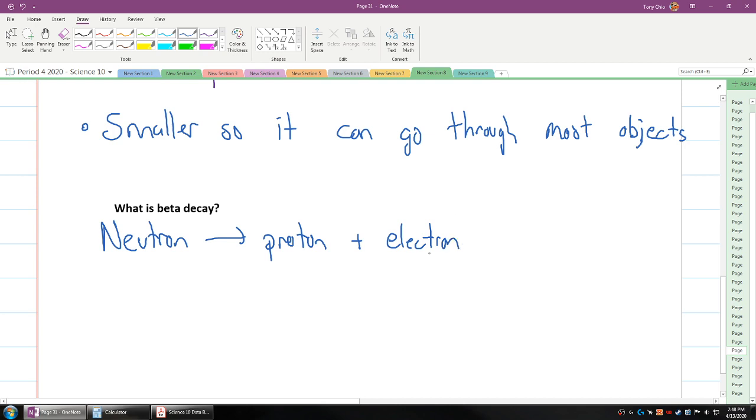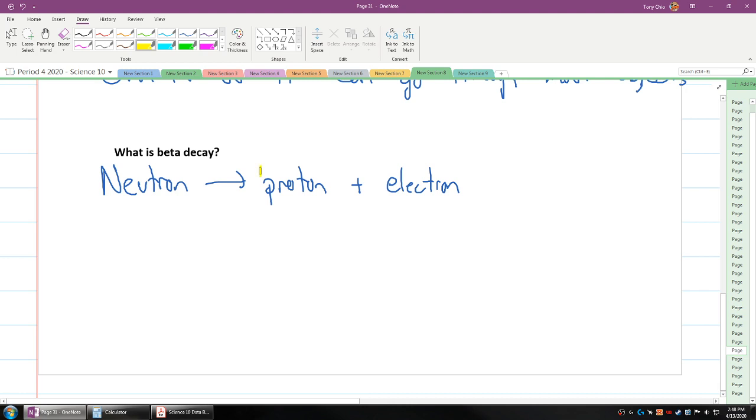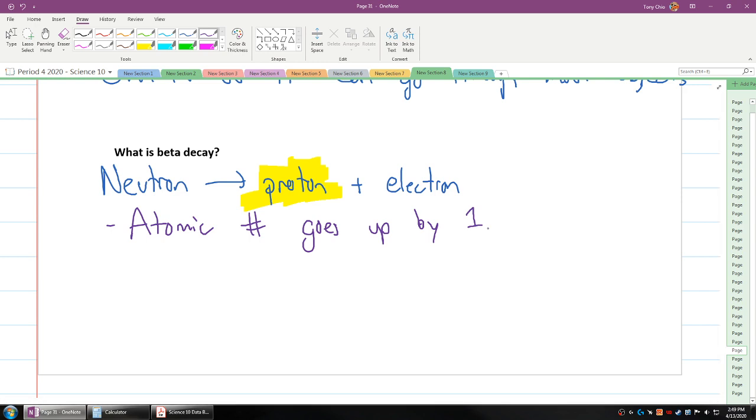Well, because of this, what happens? Because you're turning a neutron into a proton, the atomic number goes up by 1. And we're going to show you why the symbol of beta decay has a -1 atomic number because of this. Not only that, but the atomic mass actually does not change because a neutron and a proton have similar mass, and thus the mass doesn't change.